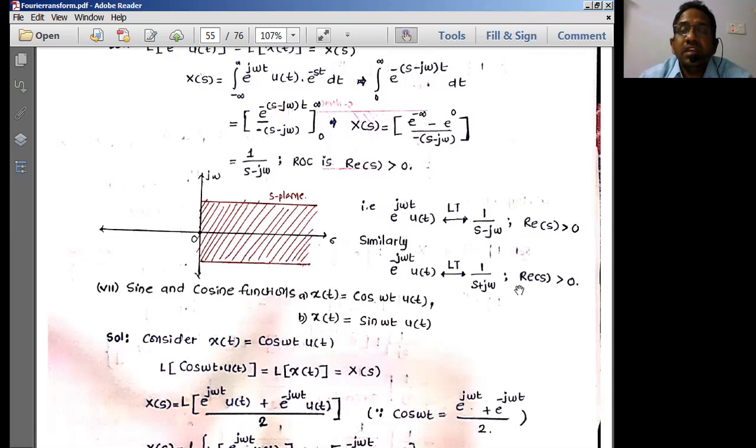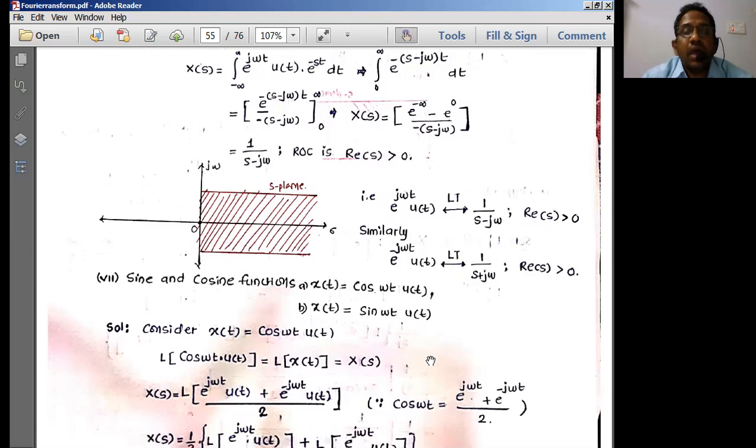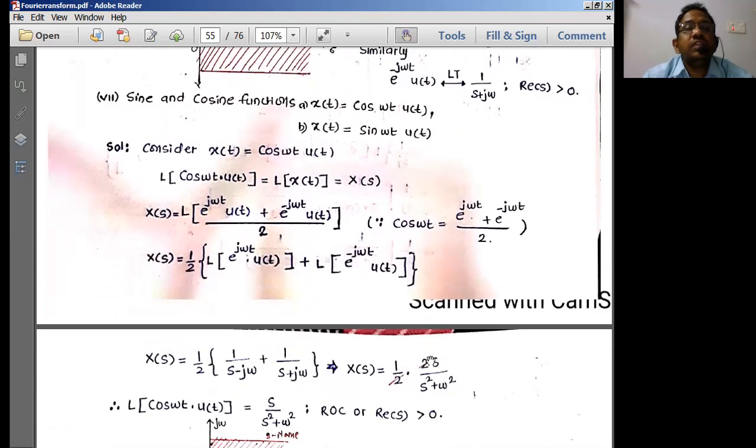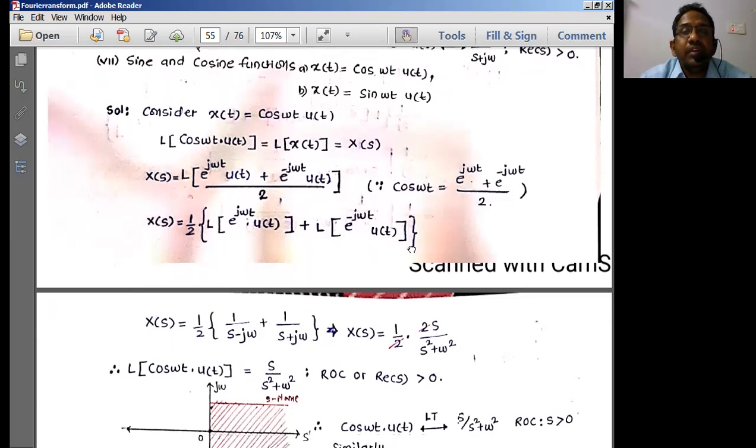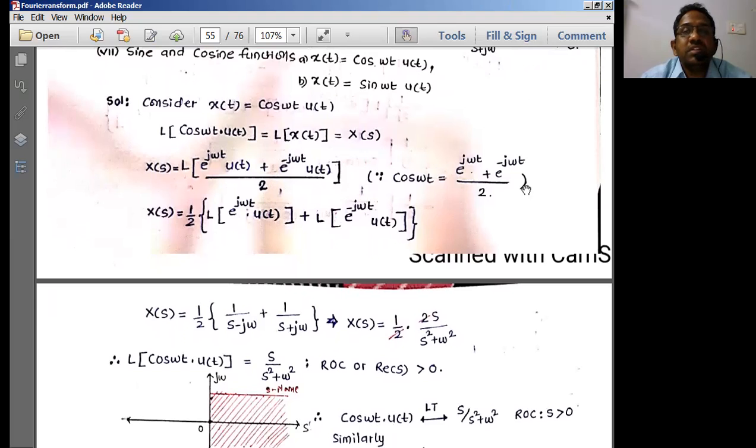But some other cases will be different, that is, we get the same Laplace transform equation, but the ROCs differ. So these are the varieties we normally have in Laplace transforms. Let us go with the Laplace transforms of sine and cosine functions. Let us compute the Laplace transform of cos omega t times u of t. Cos omega t is, by the formula, e power j omega t plus e power minus j omega t, times u of t, divided by 2.